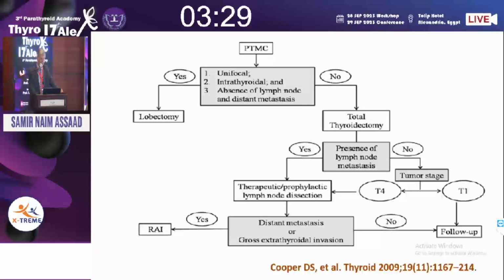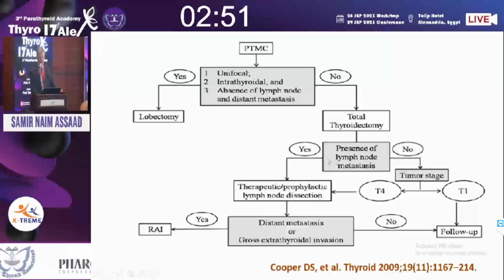And this is David Cooper, one of the eminent USA thyroidologists from the American Thyroid Association. In 2009, he proposed this, which is similar to what you are doing now clinically. If you have a patient with papillary thyroid microcarcinoma less than 1 centimeter, if it is unifocal, you are sure that it is unifocal, intrathyroid, with no lymph node metastasis or distant metastasis, you can do lobectomy. On the other hand, you do total thyroidectomy. And I said, probably we will do total thyroidectomy.